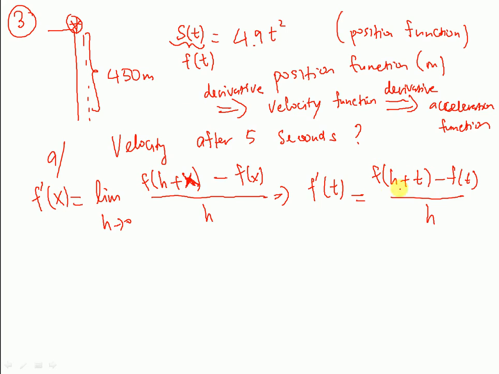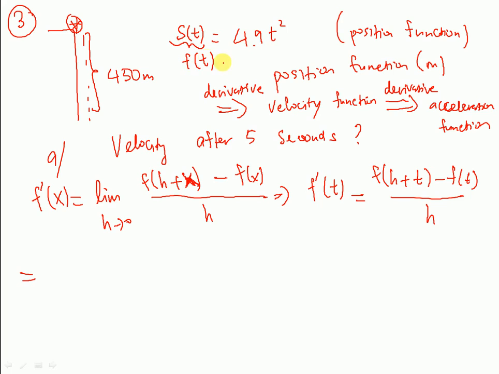Okay, so now let's try to find that first. Then you can plug in 5 to the t and find the velocity, because we need the velocity function first before we can plug in 5, and the velocity function is just the derivative of your position function. Okay, so that makes sense. Let's move on. So f of h plus t.